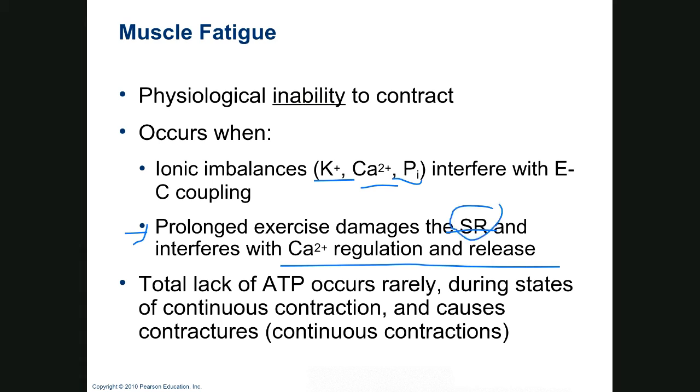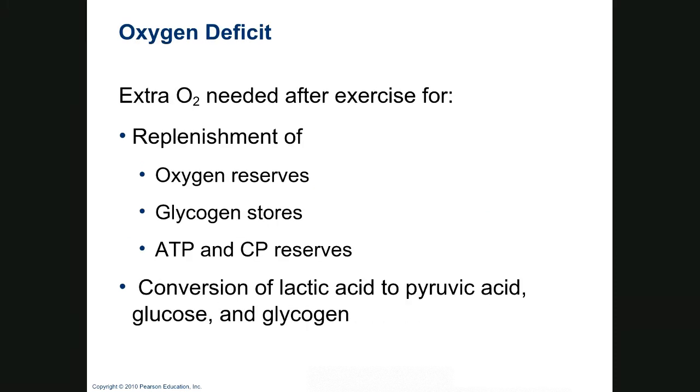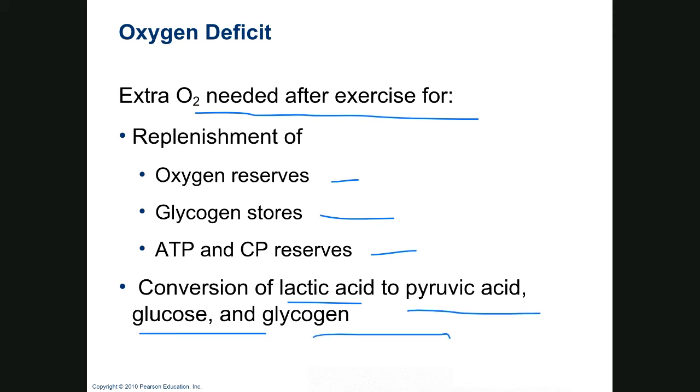Total lack of ATP rarely occurs, well, it doesn't occur in a living organism because you're going to have contraction of one part of the muscle and then another one. Okay, oxygen deficit is the oxygen you're going to have to replace after exercise for oxygen reserves to make glycogen. Put back together, and you're going to have to convert lactic acid to pyruvic acid, then glucose and glycogen.